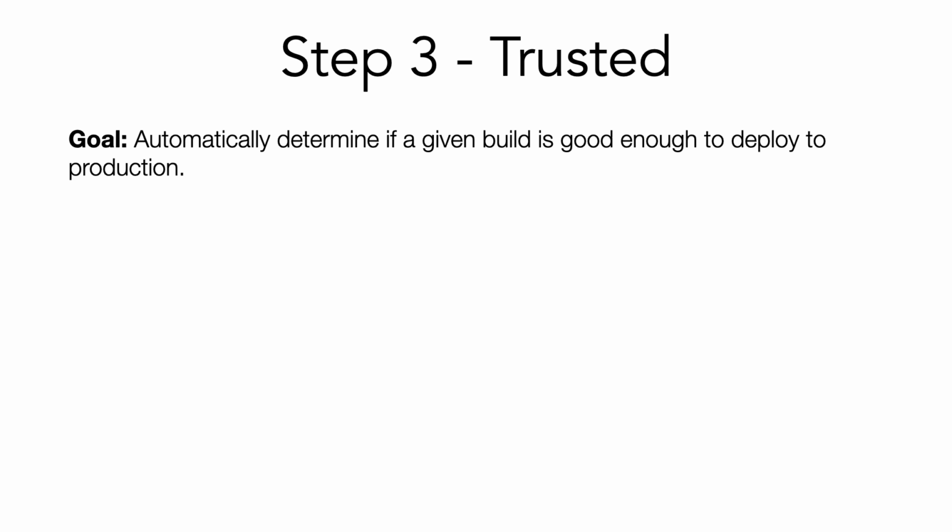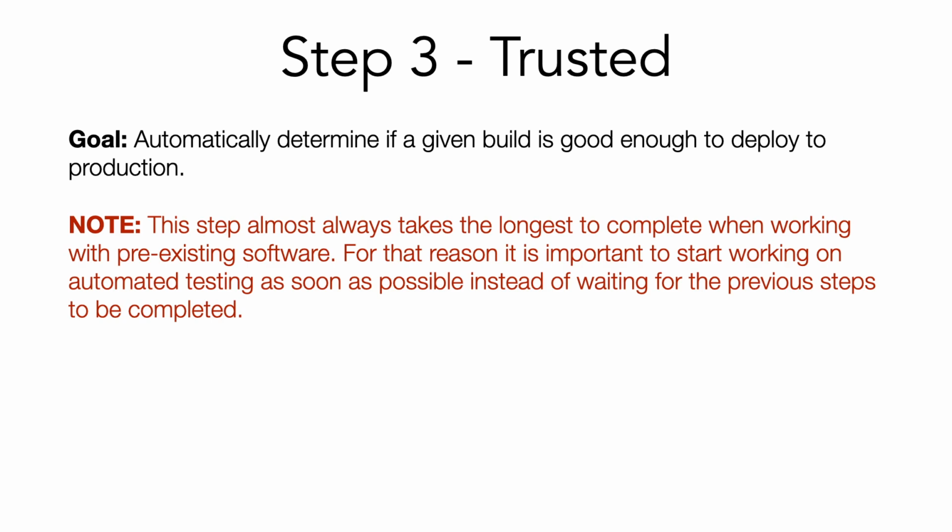Step 3 is trusted. Our goal with Step 3 is to automatically determine if a build of the software is good enough to go to production. Now, it's worth noting that while this is Step 3, it is often a good idea to start this step first, as it's usually the step that takes the longest for existing software. If you're starting with a brand new piece of software, feel free to defer this step until after Steps 1 and 2 are completely done. Otherwise, you might want to get it started as soon as possible.